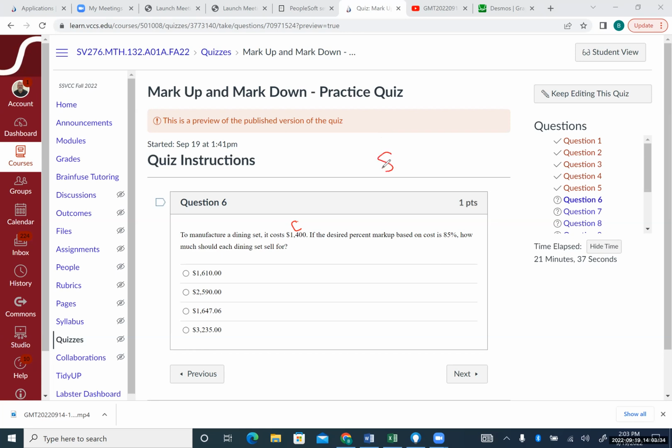I know the formula for selling price is cost plus markup, but they haven't given the markup. They want the markup amount to be 85% of the cost. This sounds similar to one that we've done, so take a minute and try to work this one through too.